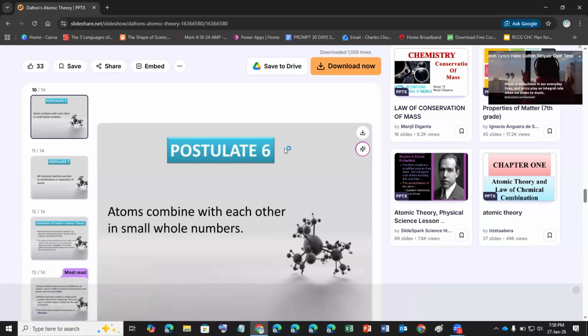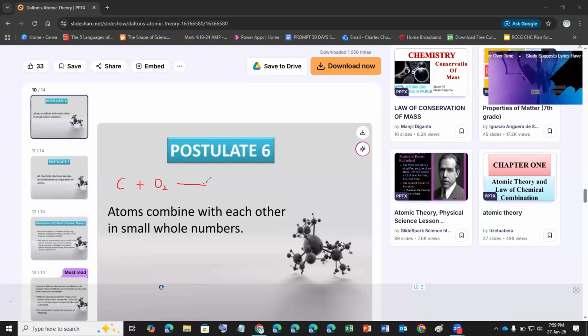Okay, so let me use this as an example. I think we have talked about carbon dioxide before, right? Yeah. So this was a typical reaction that could happen with carbon dioxide. C plus CO2 would give you CO2.